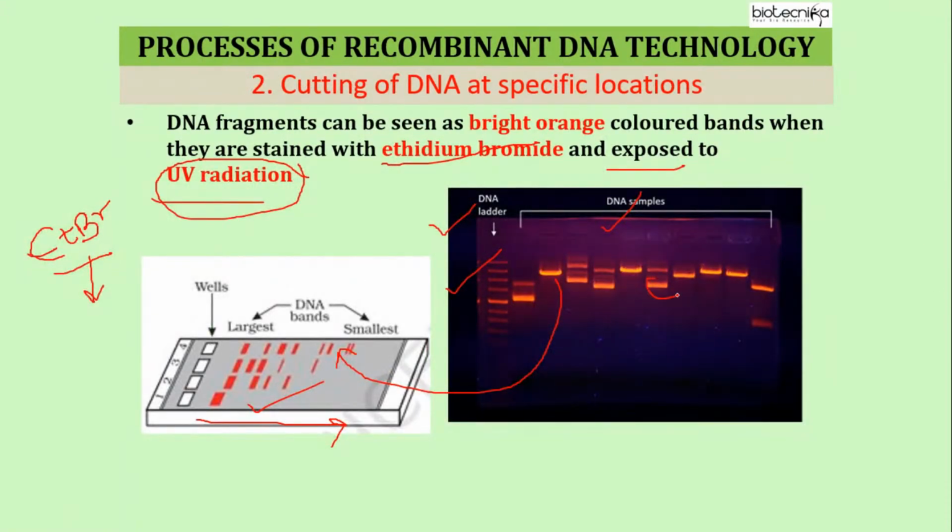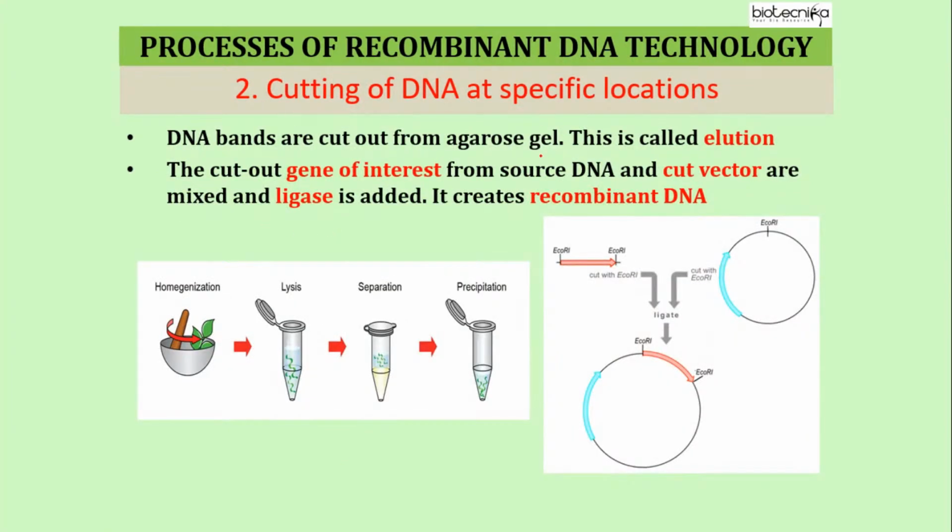Once you find your gene of interest, what you will do? You will cut this gel from here and take it in another tube, because this is your gene of interest. This is what is called elution. Once you resolve it under UV light, you will cut this gel. So the DNA bands are cut from the agarose gel. This is called elution.